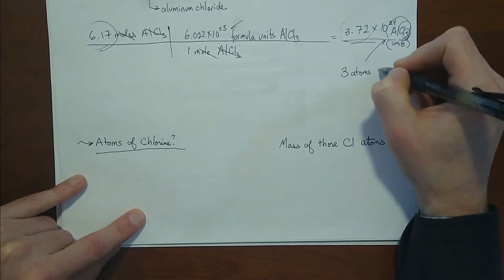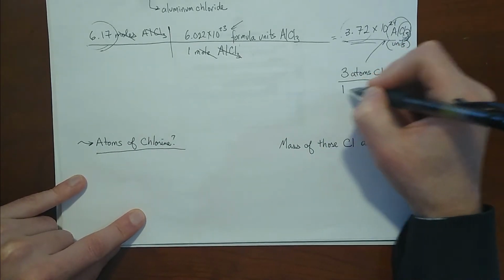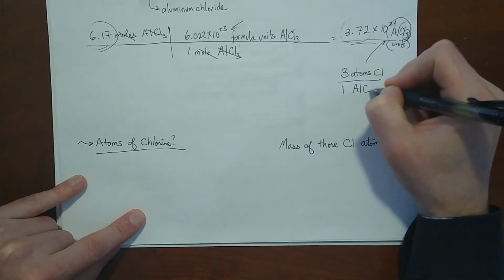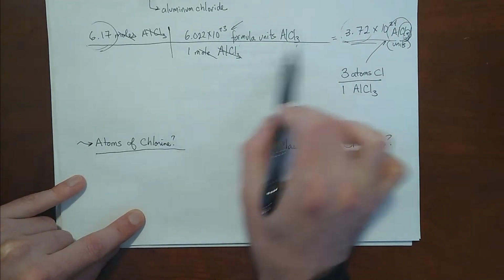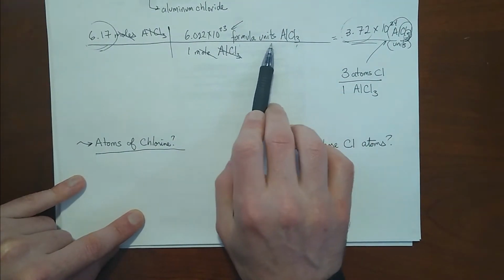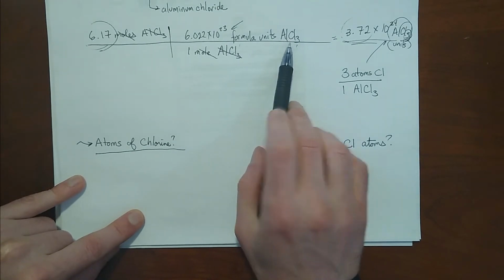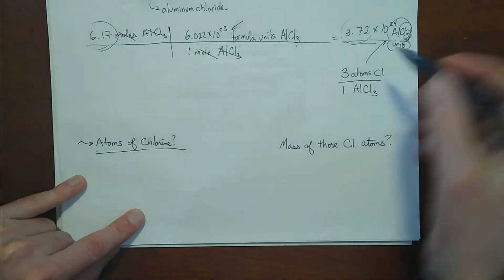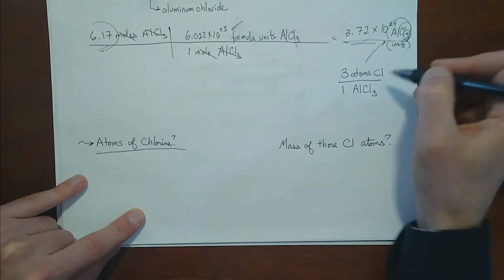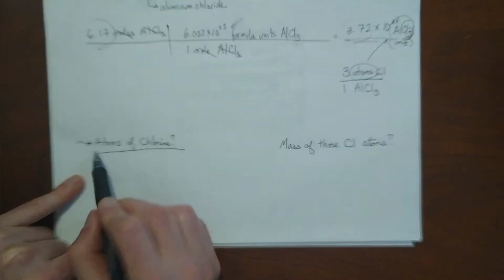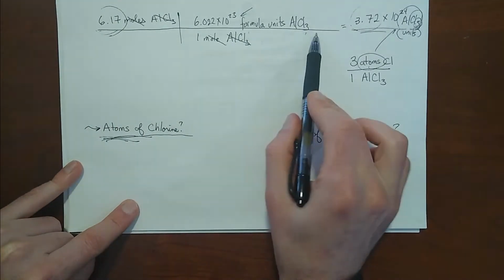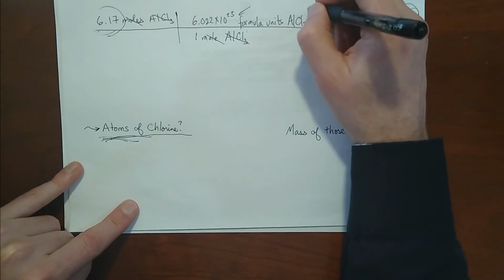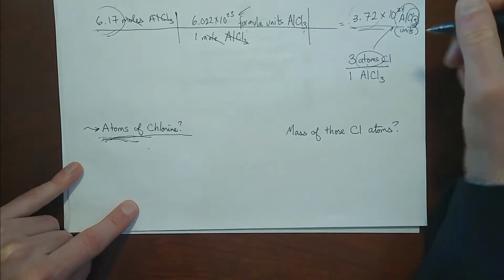There are 3 atoms of chlorine in 1 formula unit of AlCl3. Okay, so here I finished with formula units as my unit at the end of the conversion. If I want atoms of chlorine, I need to cancel those units and end up with the unit that I'm looking for here, atoms of chlorine. So if I continued this conversion with just one more step, I could solve this problem.